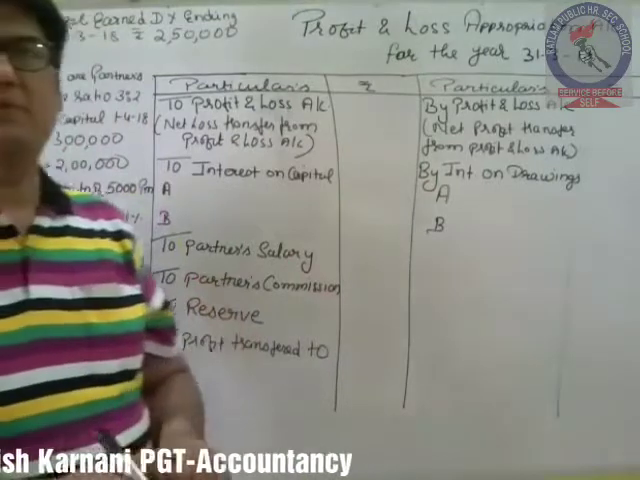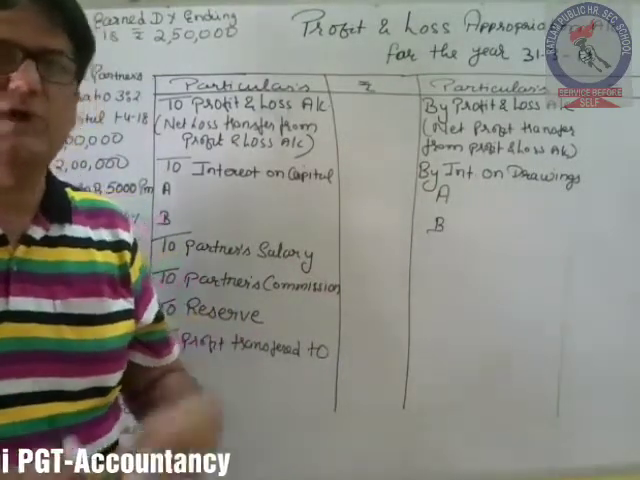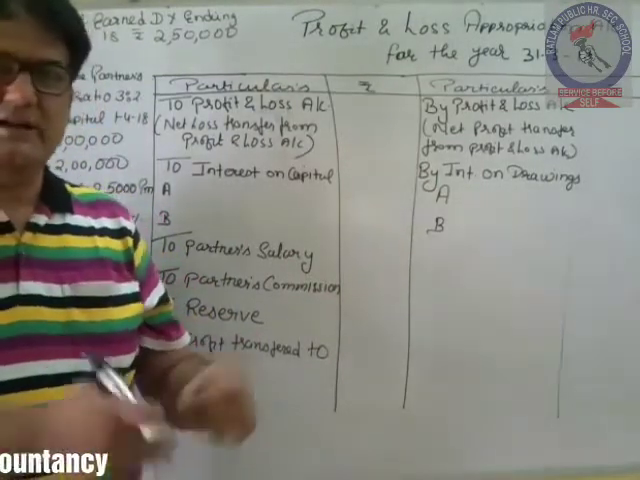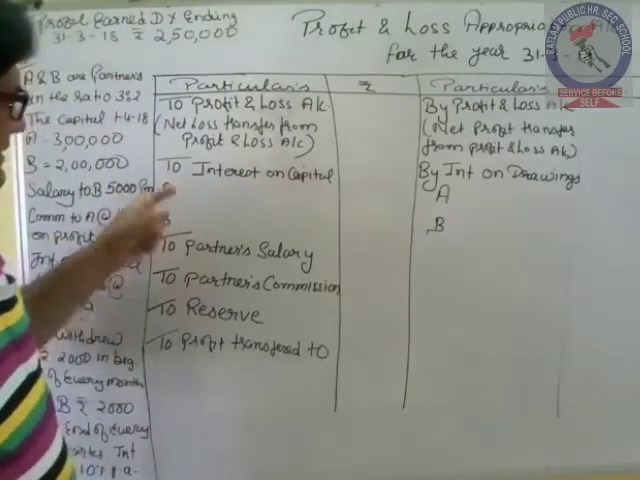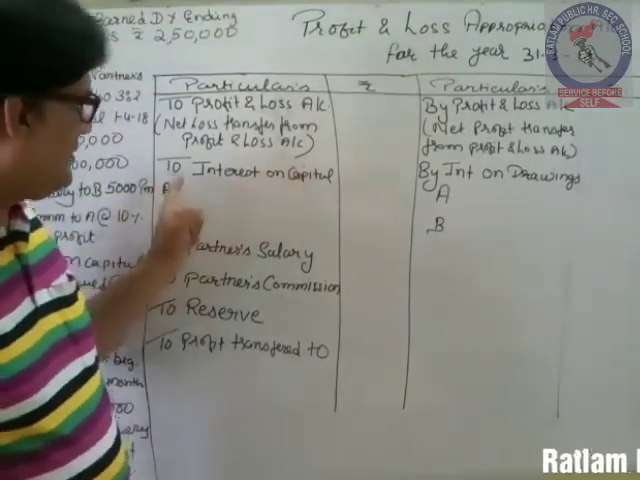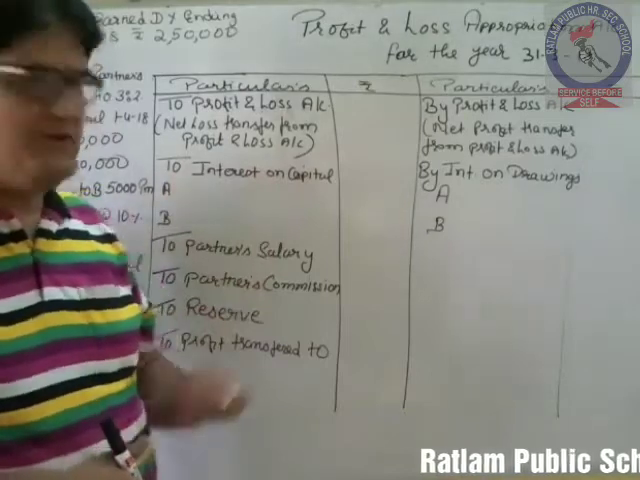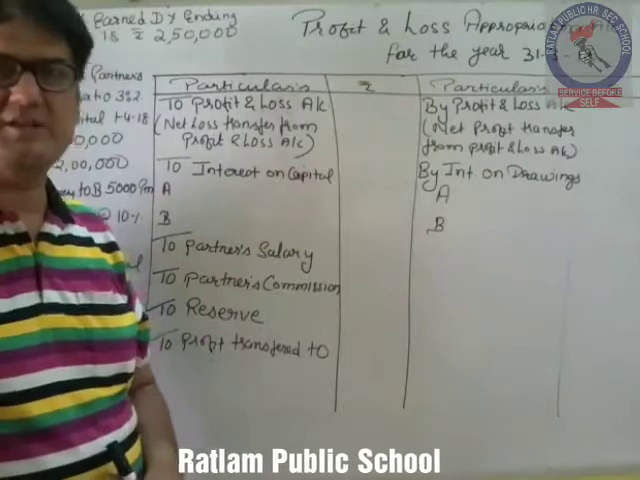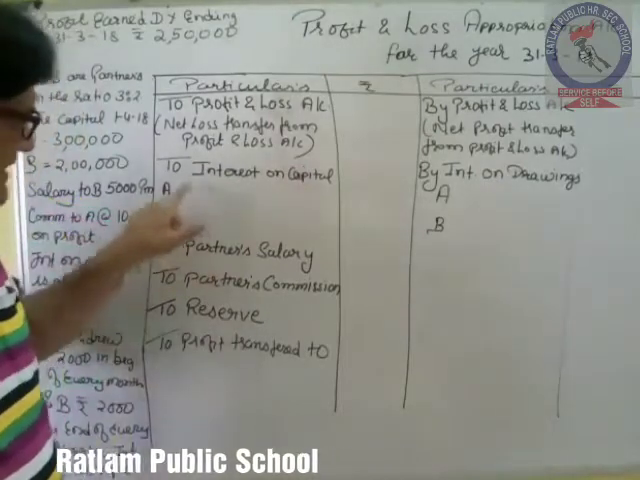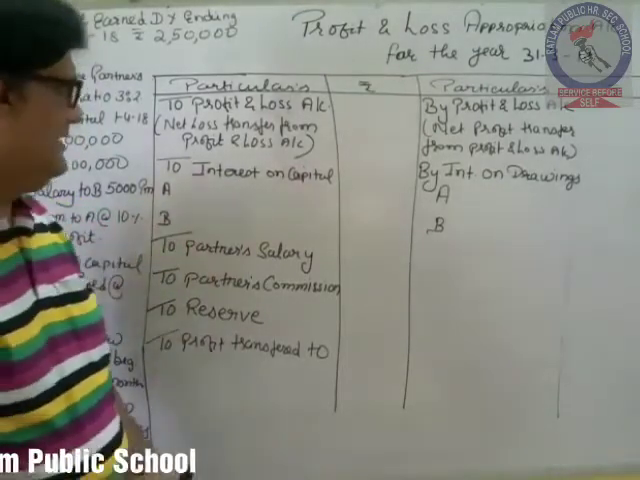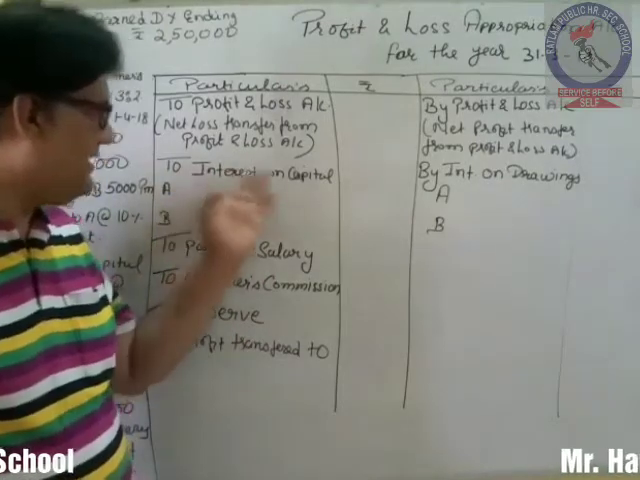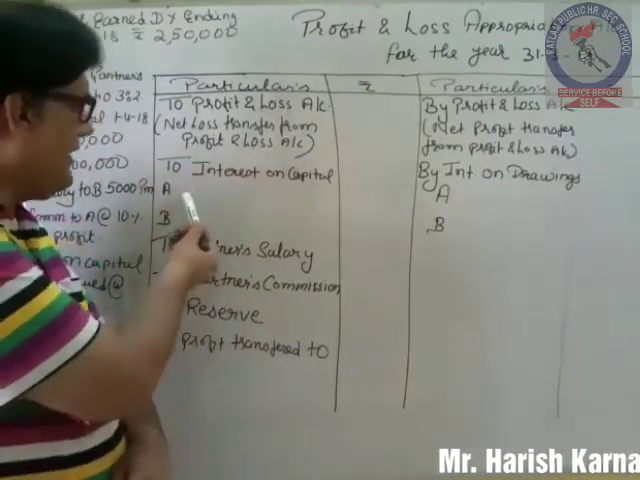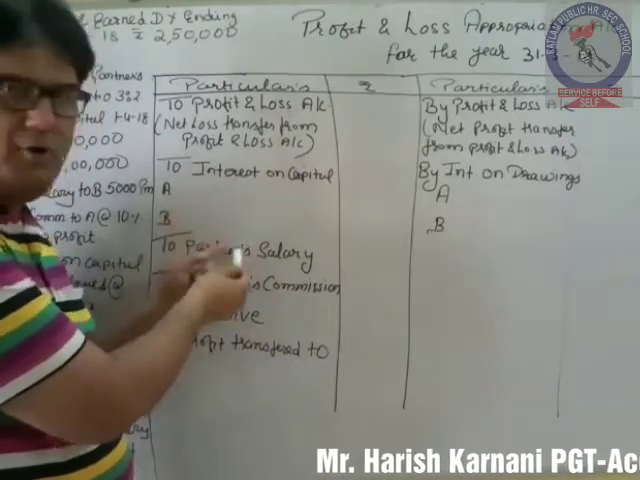Then come the various types of appropriations which we have to adjust related to the partners. If there is an adjustment of interest on capital, we have to show it on the debit side of the profit and loss appropriation account. How many partners are there? If there are more partners, the entry will be recorded to interest on capital, and according to the partner we have to show the amount here.